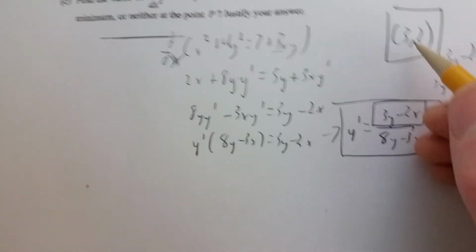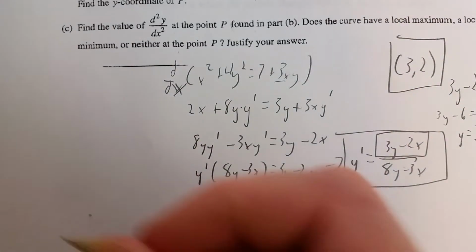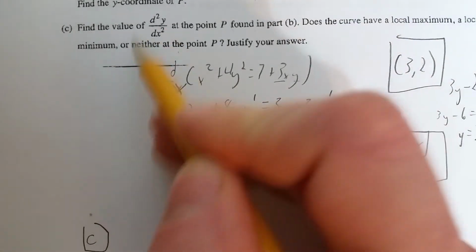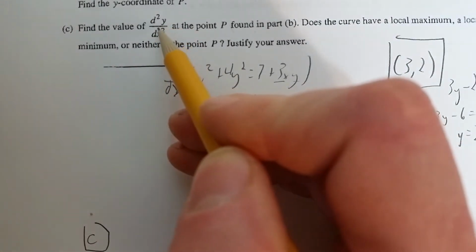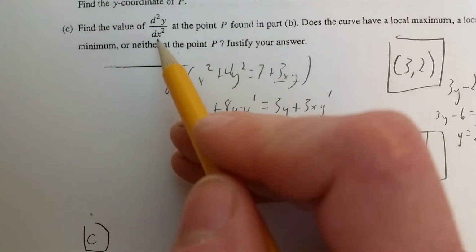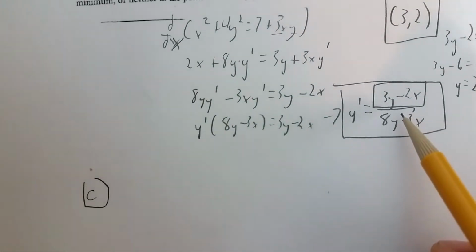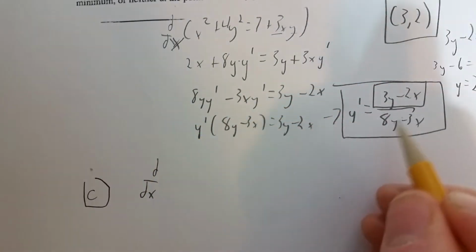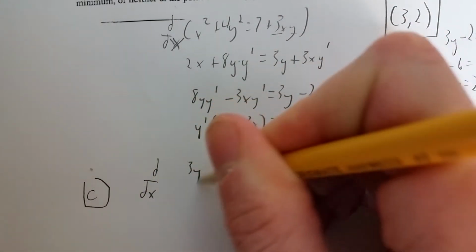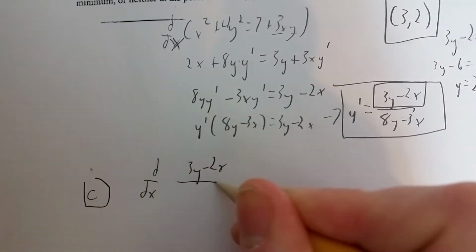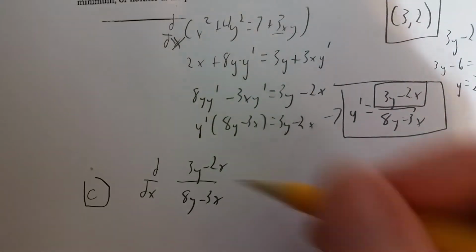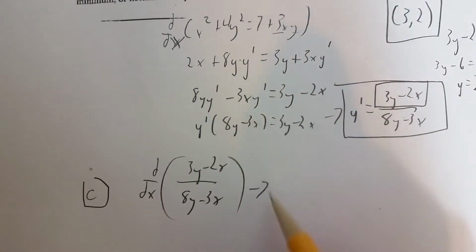Now let's try C, which is the trickiest one. C says, okay, so find the value of, this just means the second derivative. So we're looking for the value of the second derivative. Okay. Here's the first derivative. So what I want to do is I want the second derivative, so I'm going to d/dx the derivative, which is (3y minus 2x) all over (8y minus 3x). Okay. Well, it's a quotient rule situation.